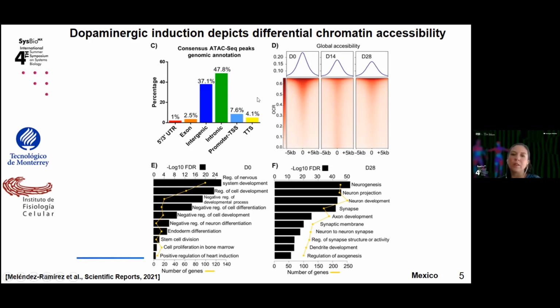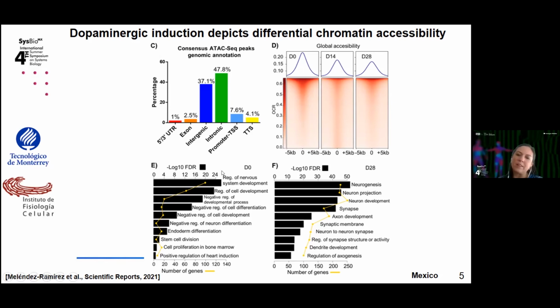The majority of the accessible peaks were intergenic regions and intronic regions. And this validates the fact that accessible regions are enriched in enhancers. Enhancers are these regulatory DNA regions that can trap transcription factors and approximate them to promoters of genes. So we performed a gene set enrichment analysis on the accessible chromatin regions that we found at day 0 and at day 28.